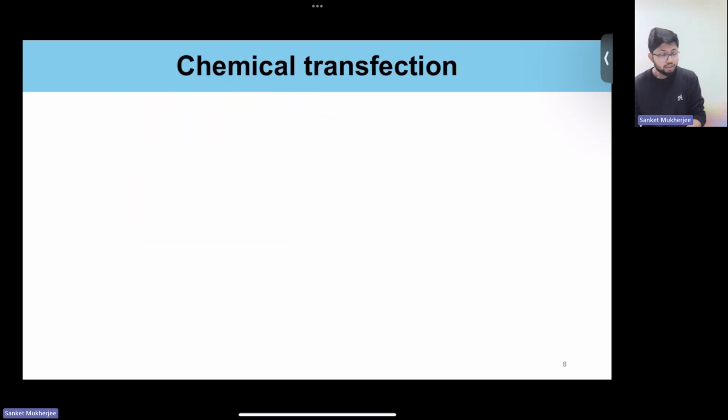transfection. So if we talk about chemical transfection, we already talked about it. So calcium phosphate method is used. Not very much used.